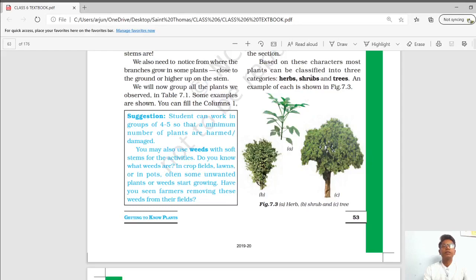See, the plant which is at a height shorter than you and has a small size is called an herb. Figure B is called a shrub and C is called a tree. From the picture only, you can understand what is an herb, what is a shrub and what is a tree.